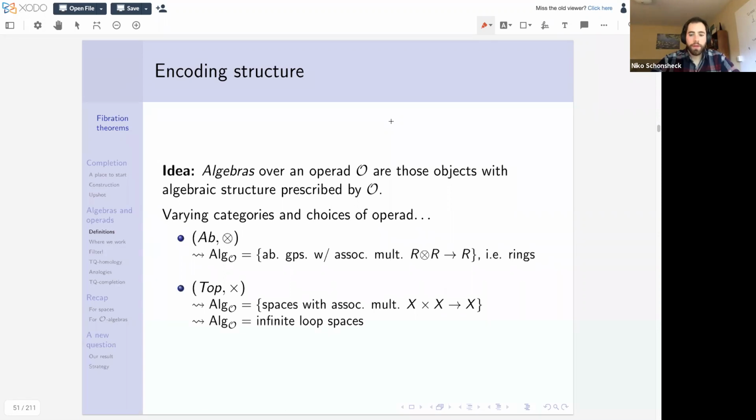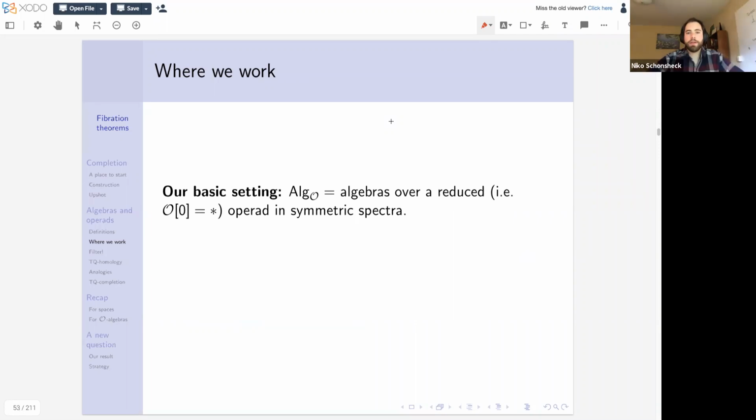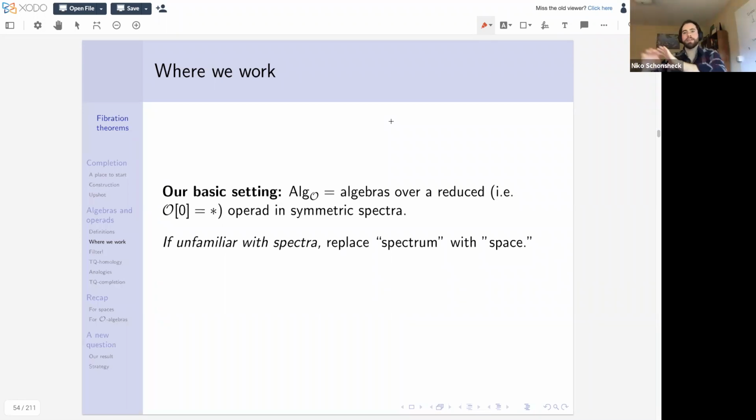Cool. So our basic setting where we work is considering algebras over an operad in symmetric spectra. For technical reasons, I want to assume my operad is reduced, which just means the zeroth object is trivial. And again, if you're not familiar with spectra or symmetric spectra, just replace symmetric spectra with spaces and the same kind of idea. All the same story works.